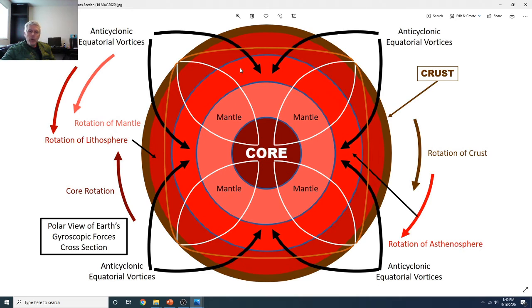Anyhow, the black arrows represent the direction of flow because the equatorial vortices, as described here, the brown lines going in, funneling in toward the core, they're anticyclonic. That's why it says anticyclonic equatorial vortices. Over here, here, here, and here, because there's 4 of them.